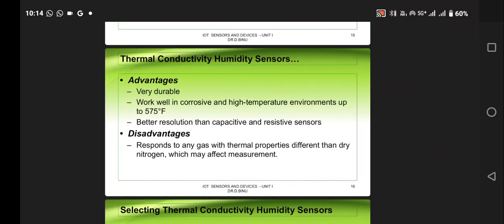Advantages as well as drawbacks of thermal conductivity humidity sensors. Advantages are that they are very durable, work well in corrosive and high temperature environments up to 575 Fahrenheit, and have better resolution than capacitive and resistive sensors. Drawbacks are that they respond to any gas with thermal properties different than dry nitrogen, which may affect measurement.